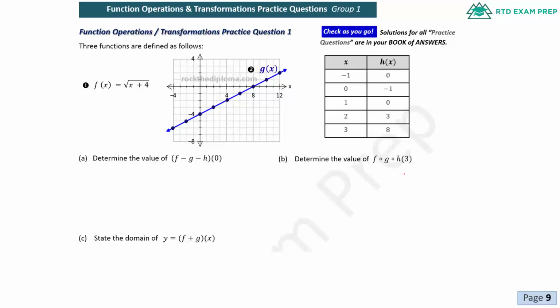At Rock the Diploma, we are big fans of algebra, but we don't want you to miss out on easy points that you could gain from that helpful tool beside you.